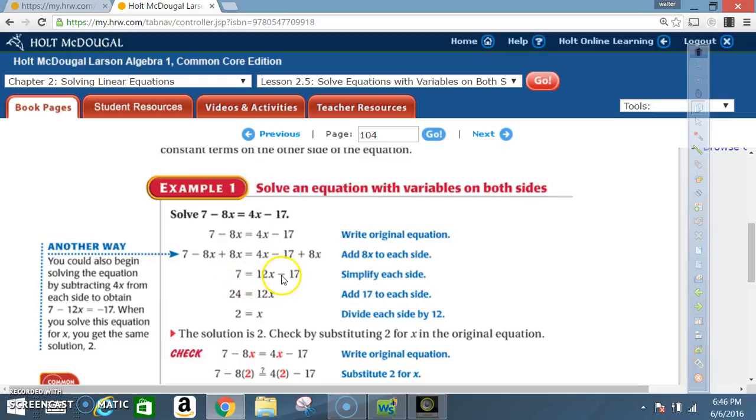Now you got a negative 17 and a positive 17. They're going to cancel out, and you're just left with 12x. On this side, you got 7 plus 17. That's going to be 24. So now you got 24 is equal to 12 times x. Now you're going to divide both sides by 12. So divide by 12 here and divide by 12 there. And you end up with x is equal to 2.